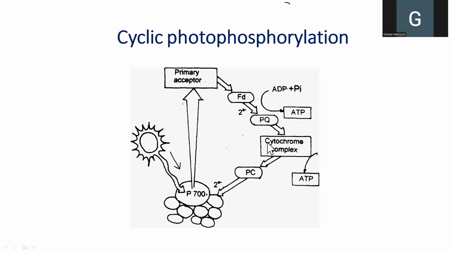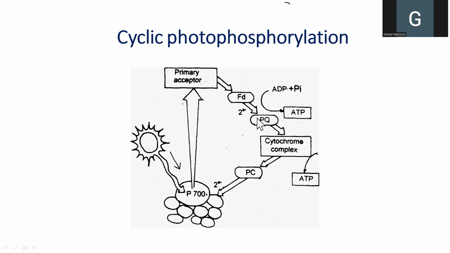But after having been accepted by the primary electron acceptor of photosystem 1, these electrons will not continue in the electron transport chain of this photosystem 700 or this photosystem 1. They will be transferred from ferredoxin, they will be short-circuited, if you want, to the electron transport chain and the cytochrome complex of photosystem 2 and back to photosystem 1 once again.